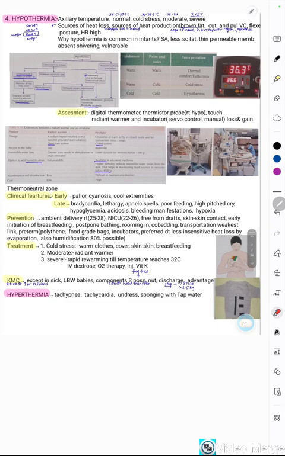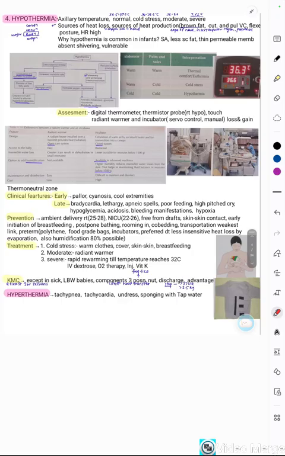The prevention is done by maintaining the ambient room temperature at about 25 to 28 degrees Celsius. The ICU temperature should be 22 to 26 degrees Celsius. It should be free from drafts. Skin to skin contact should be allowed. Then early initiation of breastfeeding. Postpone the bathing. Rooming in of the child with the mother. Co-bedding. Transportation is the weakest link wherein highest chances of hypothermia are present.